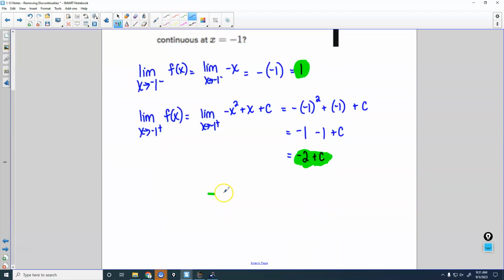So, our last step is just very straightforward. Negative 2 plus c is going to equal 1. We would add 2 to both sides to solve that. C would equal 3. That would be our answer. There. We okay there?